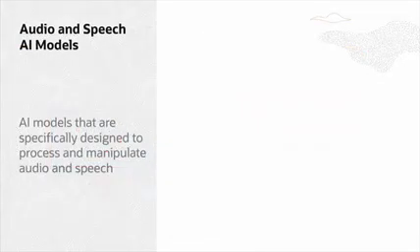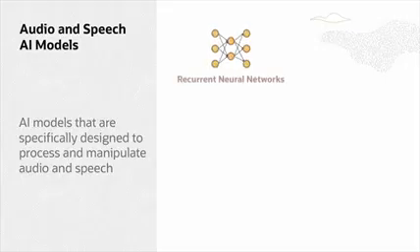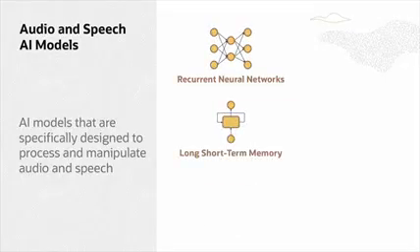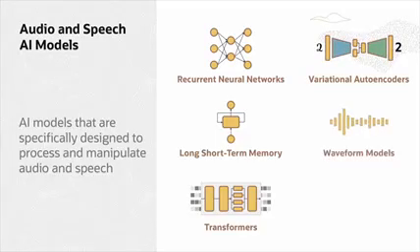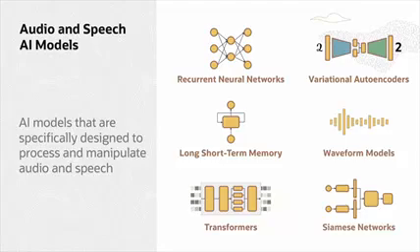Audio and speech AI models are designed to process and understand audio data, including spoken language. These deep learning model architectures are used to train models that perform audio tasks: recurrent neural networks, long short-term memory, transformers, variational autoencoders, waveform models, and Siamese networks. All of the above models take into consideration the sequential nature of audio.